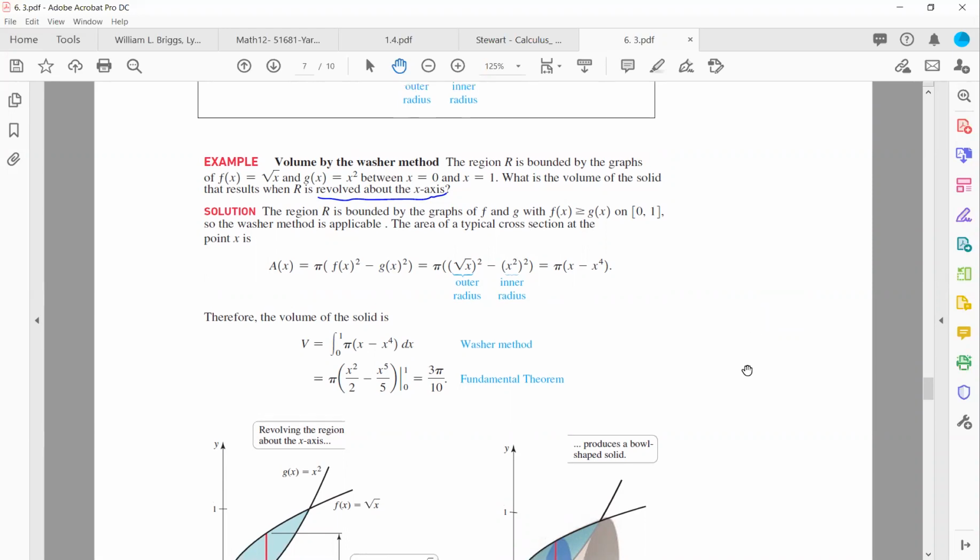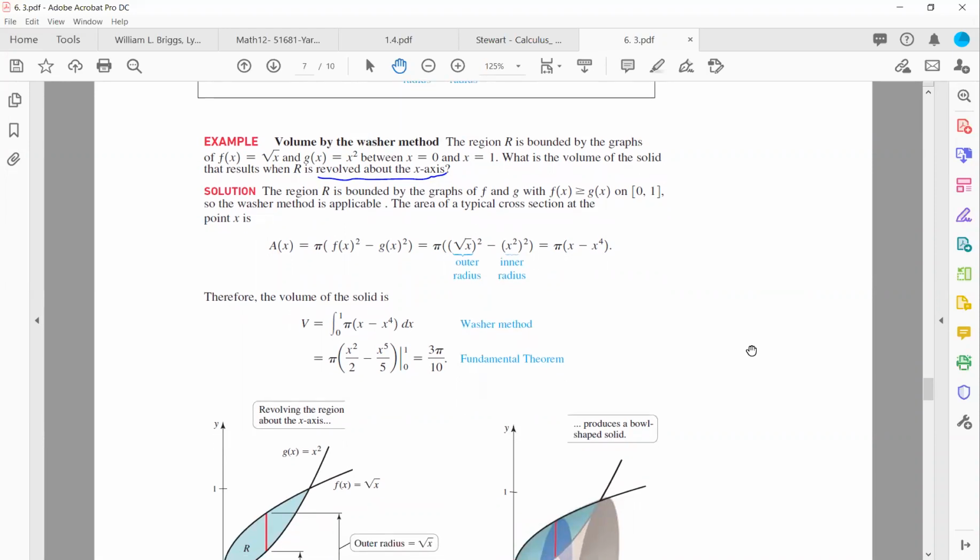Now for the integral, you have pi x minus x to the 4th inside. So volume is equal to the integral from 0 to 1 of pi x minus x to the 4th. Pi is just a constant, you can write it in front of the integral. The integral of x is x squared over 2, and the integral of x to the 4th is x to the 5th over 5.